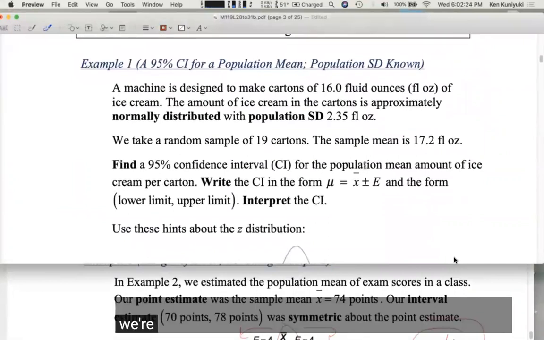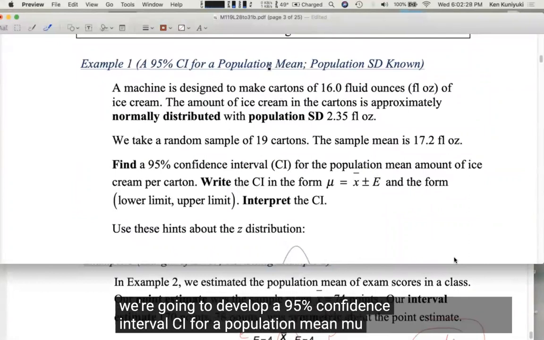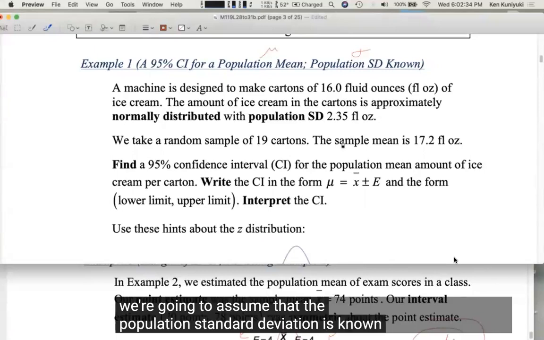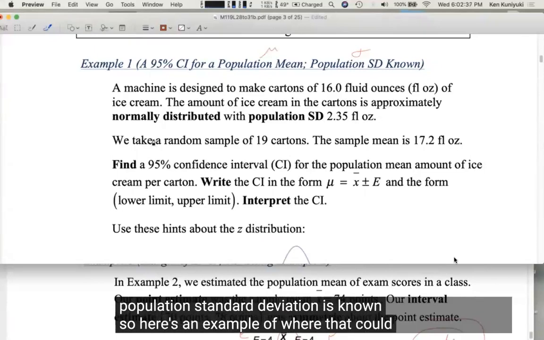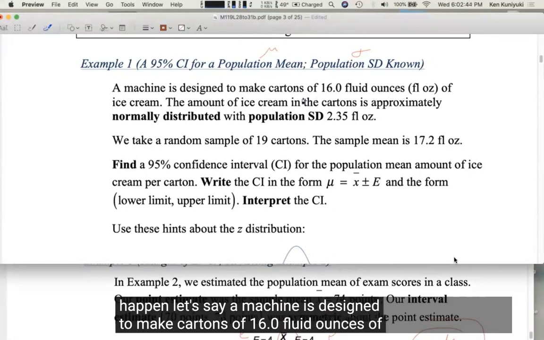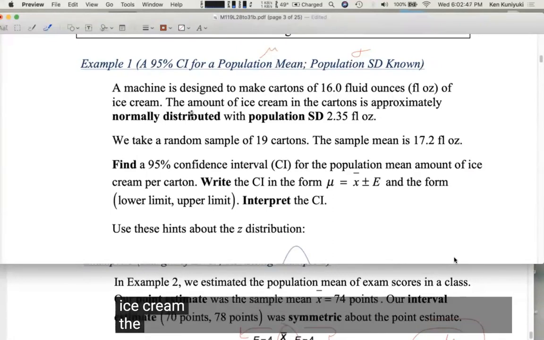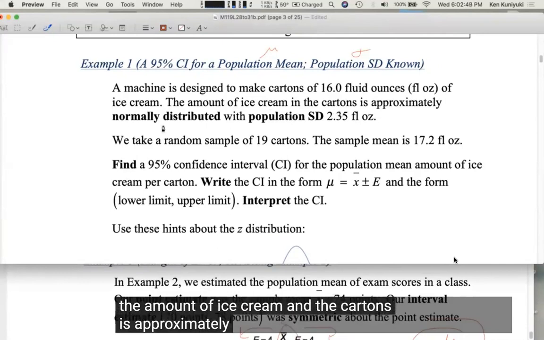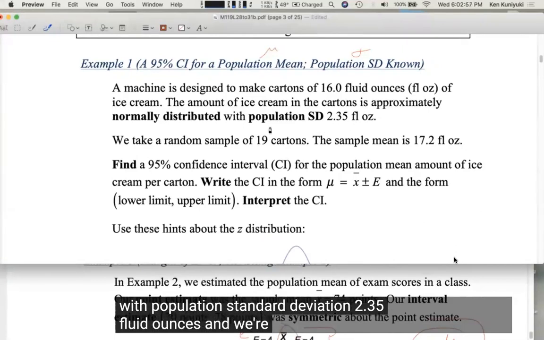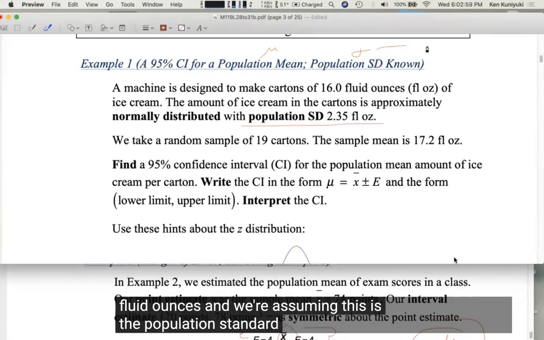We're going to develop a 95% confidence interval, CI, for a population mean mu. And we're going to assume that the population standard deviation is known. So here's an example of where that could happen. Let's say a machine is designed to make cartons of 16.0 fluid ounces of ice cream. The amount of ice cream in the cartons is approximately normally distributed with population standard deviation 2.35 fluid ounces. And we're assuming this is the population standard dev, sigma.